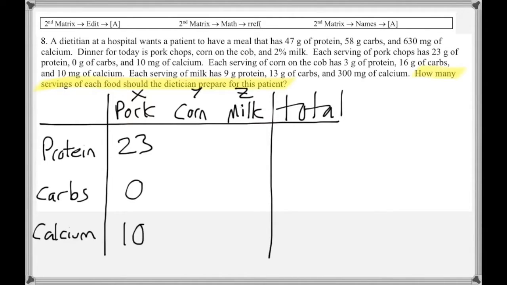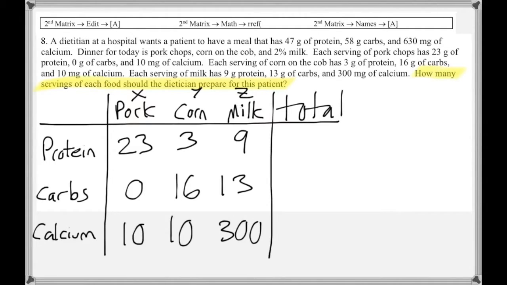The corn on the cob is going to have 3, 16, and 10. The milk is going to be 9, 13, and 300. And then the totals are actually at the very top. They were listed first, that we need 47 protein, 58 carbs, and 630 calcium.